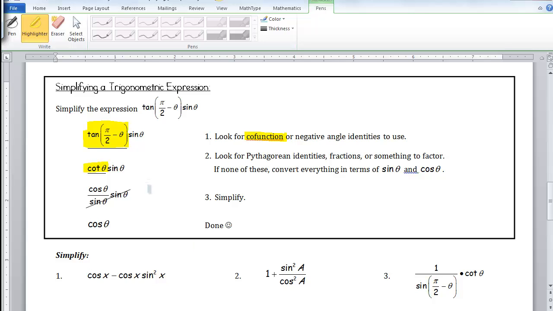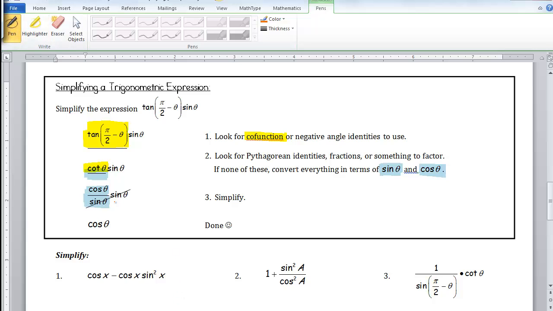Next, I want to look for any Pythagorean identities. We do not have any identities here. There's only one term. I do not have any fractions. I have no GCF to factor out. And so now I want to put everything in terms of sine or cosine functions. Sine is already that function. But cotangent, I can replace using the quotient identity with cosine divided by sine.